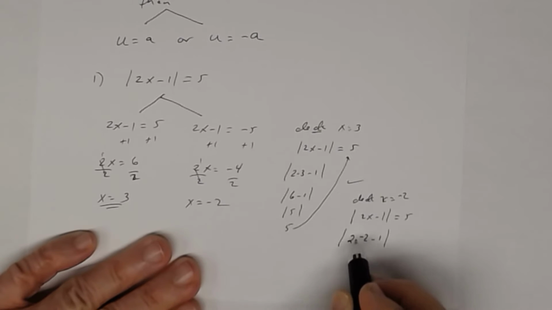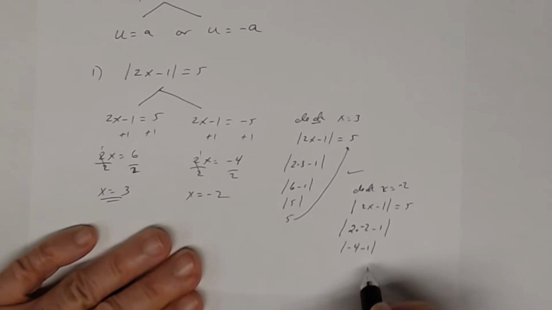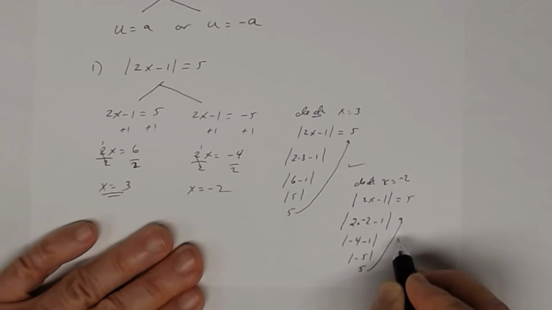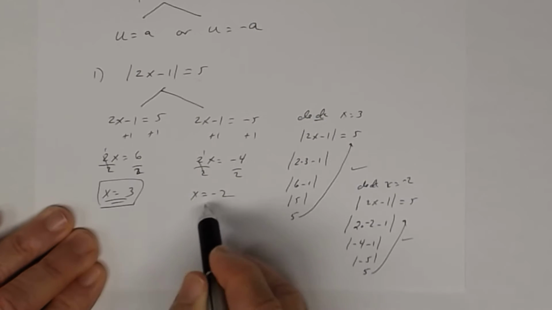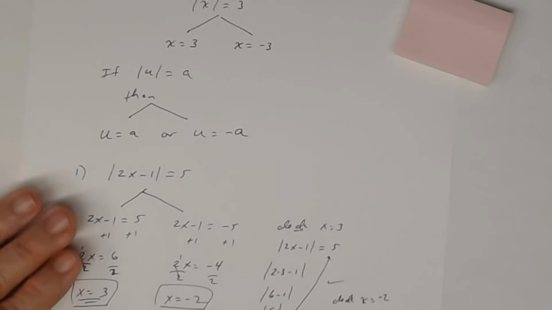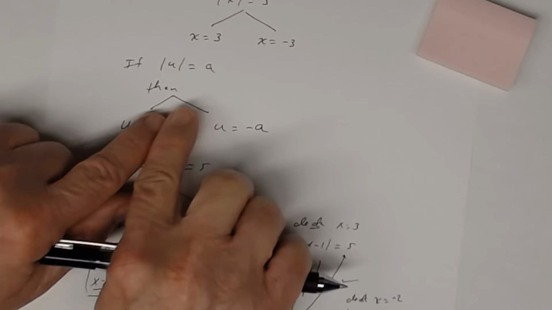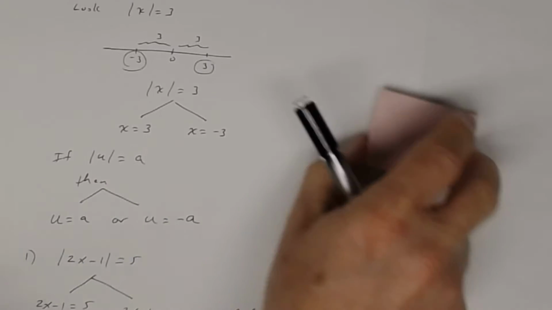So I get the absolute value of 2 times negative 2 minus 1. 2 times a negative 2 is a negative 4. The absolute value of negative 4 minus 1. Negative 4 and a negative 1 is a negative 5, and the absolute value of negative 5 is a positive 5. And that's what I wanted. All right, so those are your two solutions. So remember, always get the absolute value by itself before you split it into two equations. That's important.